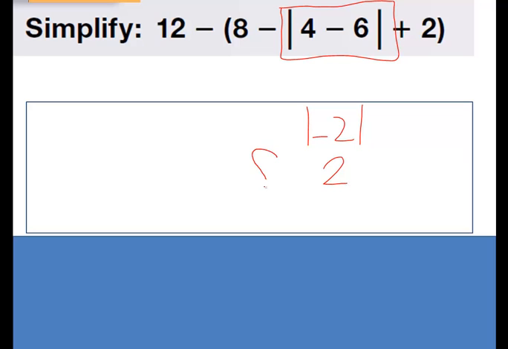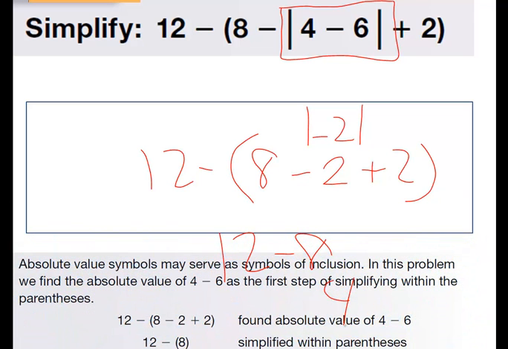So we've got 8 minus 2 plus 2, all in parentheses, and then 12 minus that. 8 minus 2 is 6, plus 2 is 8, and 12 minus 8 is 4. Remember to keep these symbols until you've gotten it to absolute value, because 4 minus 6 is negative 2, but you've got to make sure you do the absolute value, which gave us the 2.